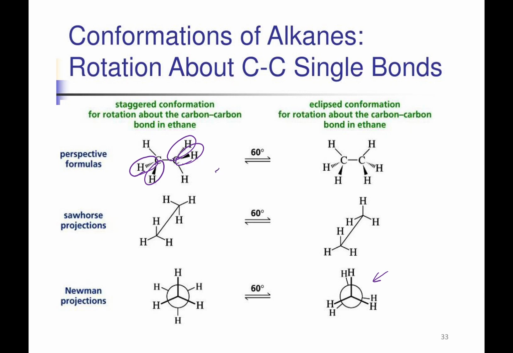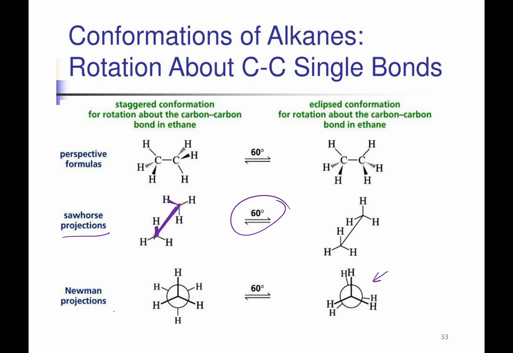So when we go the dash and the wedge, now usually one means it's coming into the page and one means it's going out. So it's just showing the 3-dimensional structure on a 2-dimensional piece of paper. So it's showing you perspective on a sheet of paper. This is called a sawhorse projection, where this is a carbon and this is a carbon, and you just draw this going backwards. That's the bond between the carbons, and it's trying to show which direction the hydrogens are in. And then it rotates. This is showing them rotated 60 degrees.